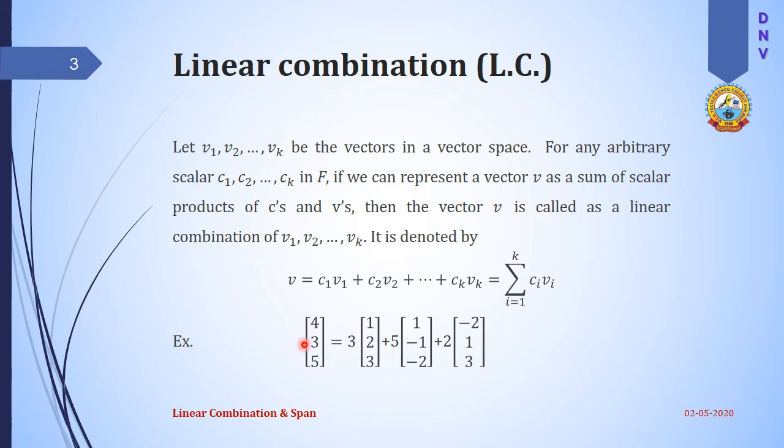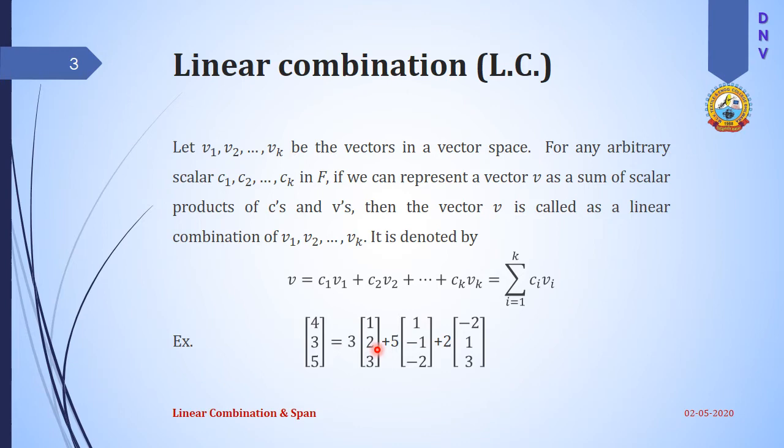For example, take the vector (4, 3, 5), and take another three vectors (1, 2, 3), (1, -1, -2) and (-2, 1, 3). If I multiply the first vector by 3, the second by 5, and the third by 2, then the sum is (4, 3, 5). Let us verify. 3 into 1 is 3, plus 5 into 1 is 5, that makes 8, and plus minus 2 times 2 is minus 4. So 8 minus 4 is 4.